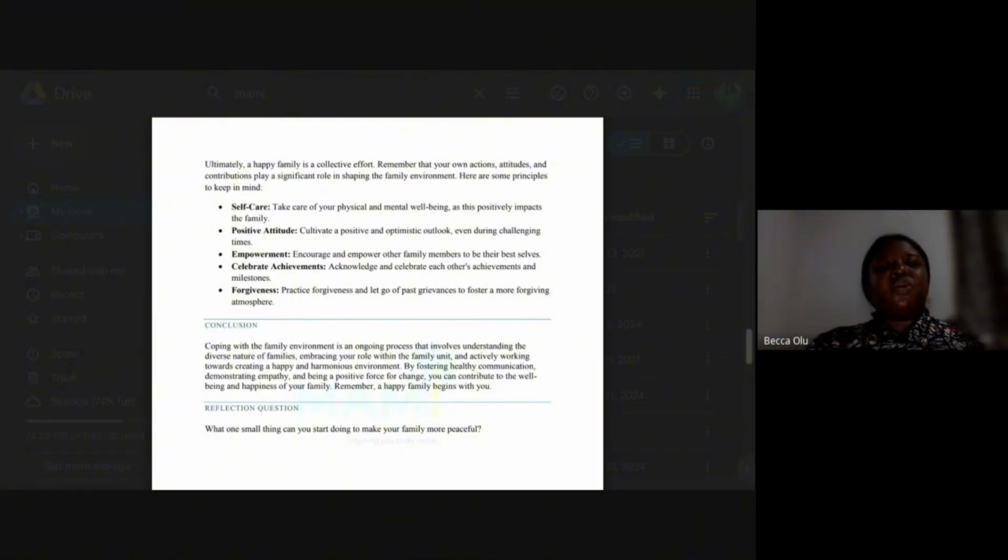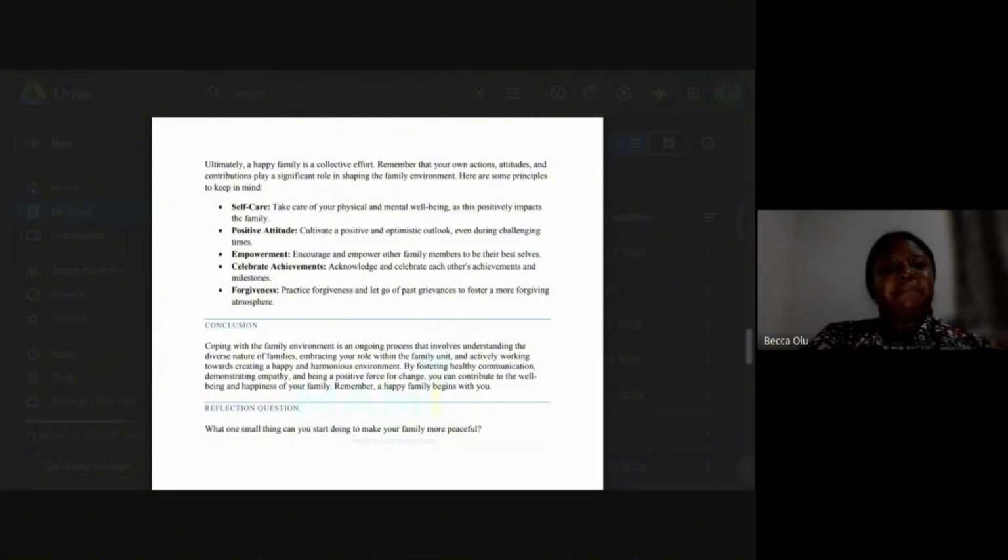Positive attitude. Cultivate a positive attitude. Be optimistic. Be hopeful. Okay. Even during challenging times for your family, try to be optimistic. Try to hold up a positive attitude. Try to be that person that is just there, and that brings hope, that gives people hope in the family, even when things are bad. All right.